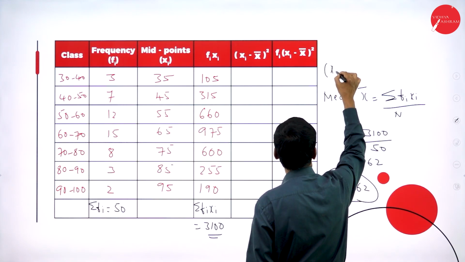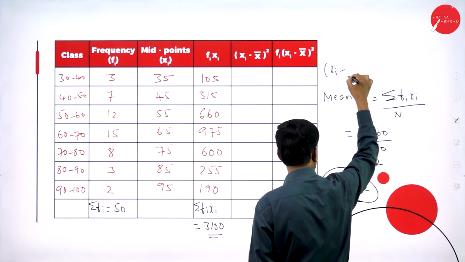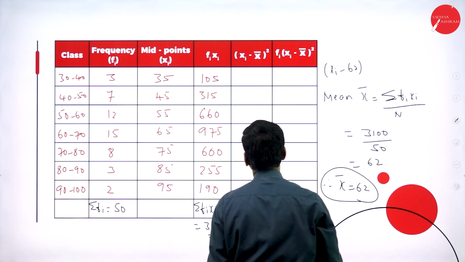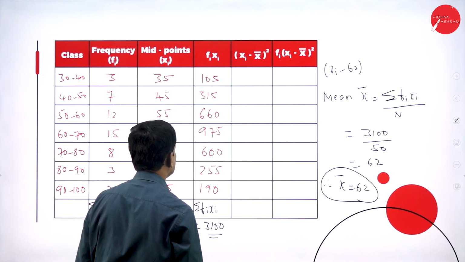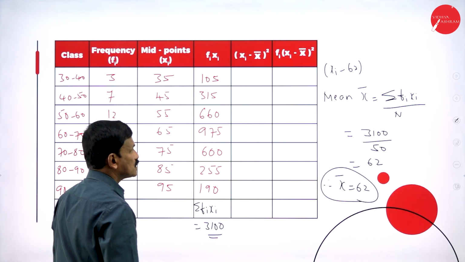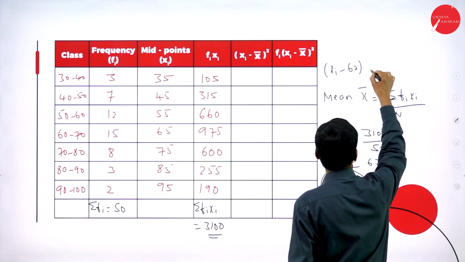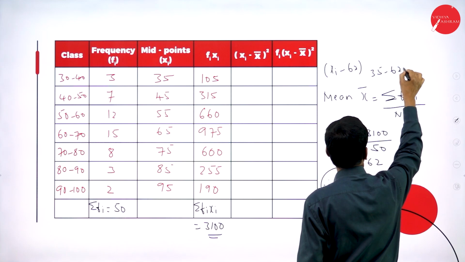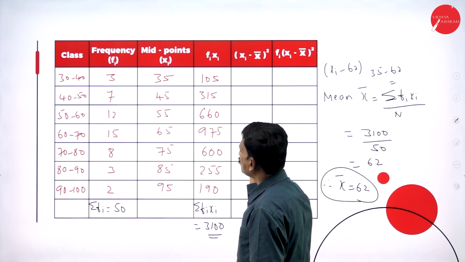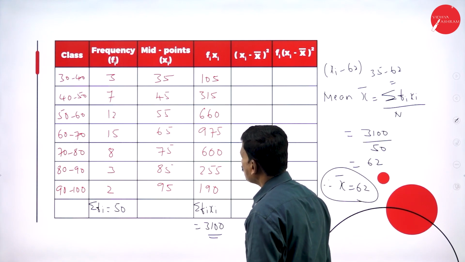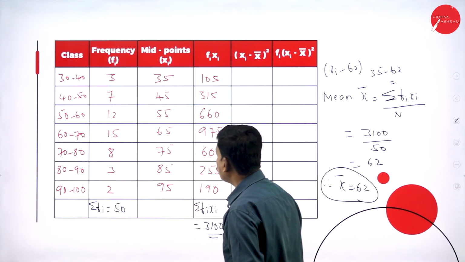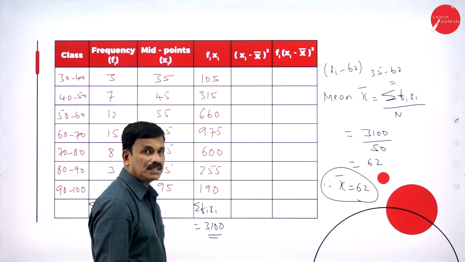Now find out xi minus x bar first, and then xi minus x bar whole square. Subtract 62 from each xi: first one is 35 minus 62, then similarly 45 minus 62, 55 minus 62, 65 minus 62, 75 minus 62, 85 minus 62, 95 minus 62, and square it, that's it.